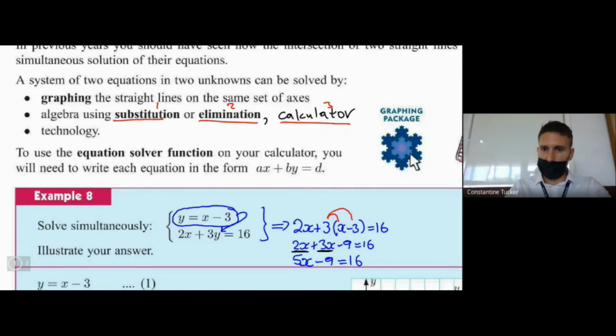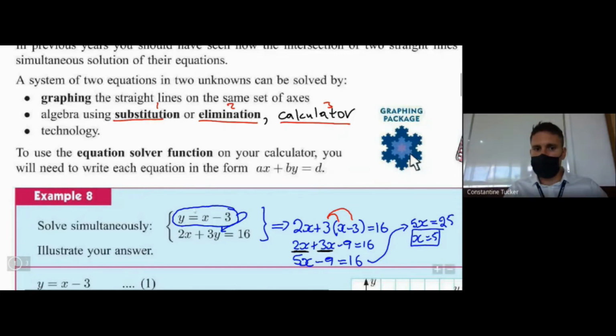If I carry on here on the right, we will have that 5x is equal to, so let's go ahead and add the 9 to both sides. 5x is equal to 25 if we do that. And then if we divide both sides by 5, we see that x is 5. So what have we gotten to? Well, we took y is equal to x minus 3, substituted it into the other equation, and we found x is 5. Brilliant.